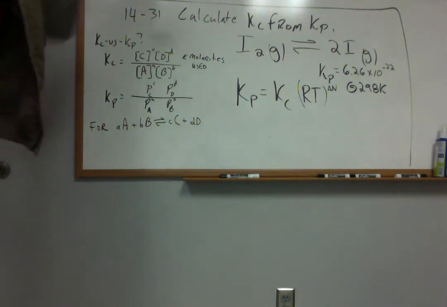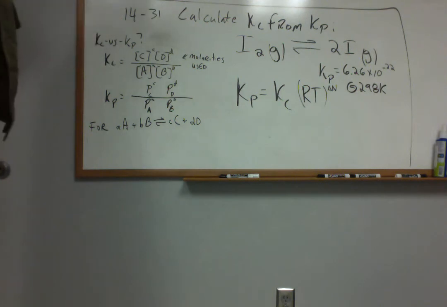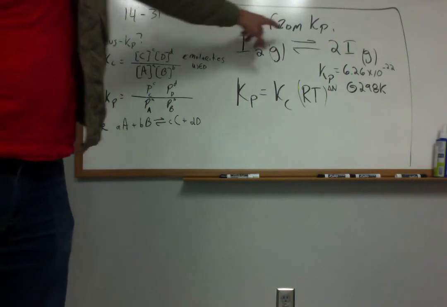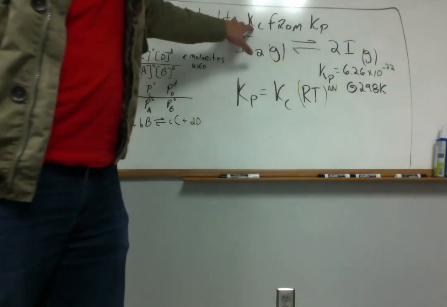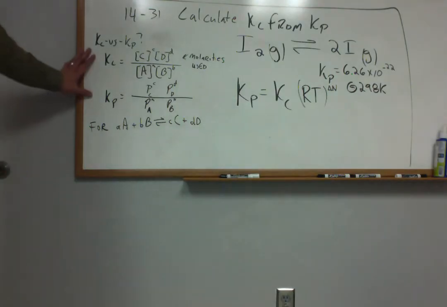All right, we're going to do another sample problem, 1431 from the end of the chapter of your textbook. This one involves calculation of Kc from data related to the Kp, okay? What these are, equilibrium constants. You may have forgotten from the lecture, but there's two sort of types, if you will, of equilibrium constant.